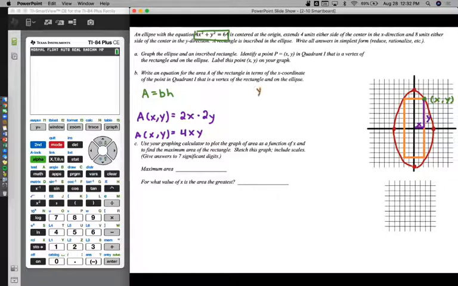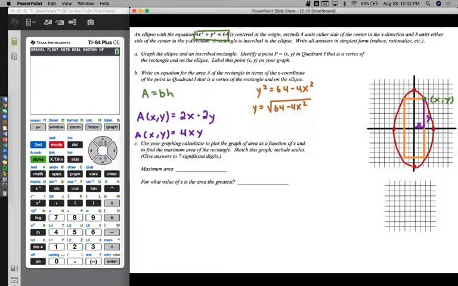So I'm going to do that. I'm going to move that 4x squared to the other side, and then the last thing we're going to do is take the square root in order to get y by itself. And now we have y in terms of x. We've got a way to actually represent y in terms of x.